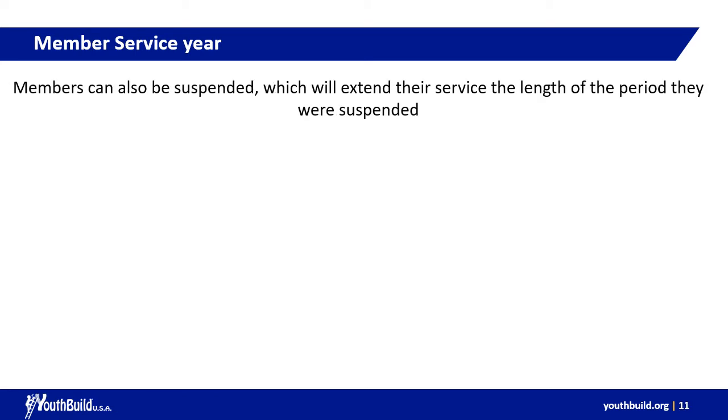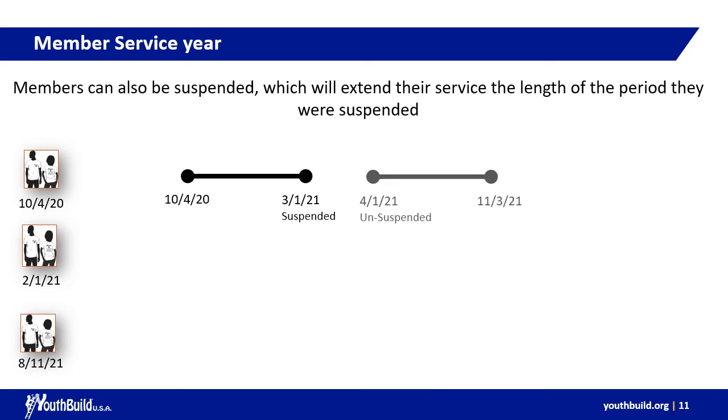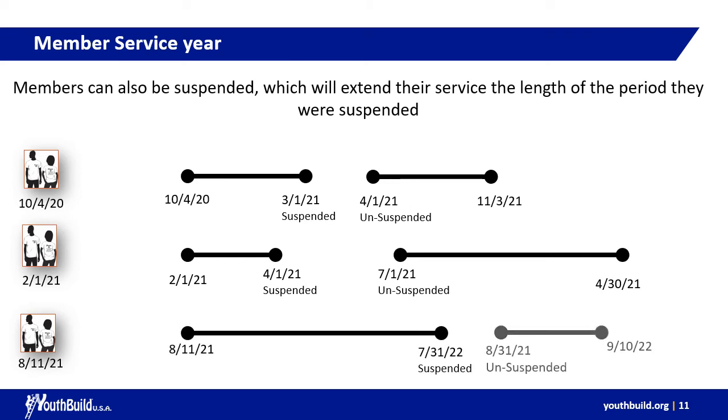Another thing to be aware of are suspensions. Suspensions are a period of time where a member ceases their service with the intention of resuming their service at a later date. Suspensions effectively add the length of the suspension to the end of their service term. For example, our 4-10-20 cohort is suspended for a month, from 3-1-21 until 4-1-21. This means that month of time is added to the end of their service term, extending it to 11-3-21.